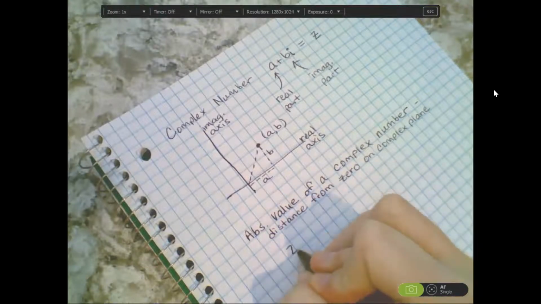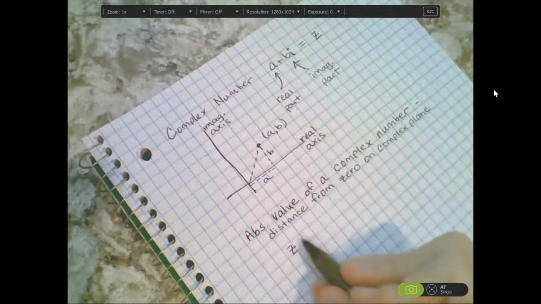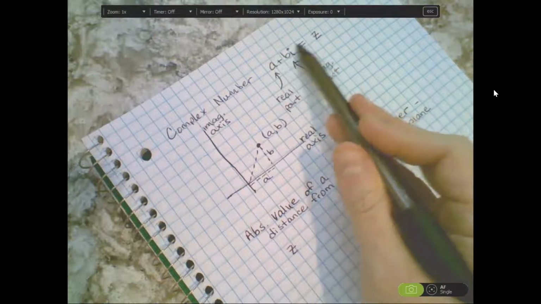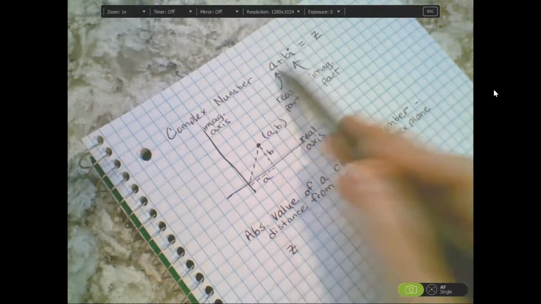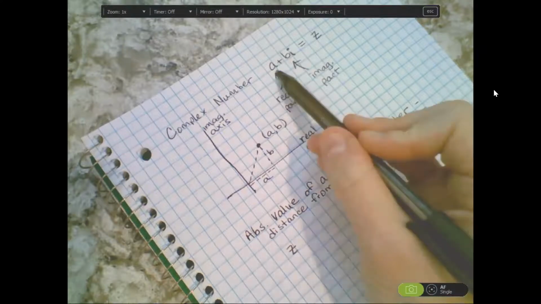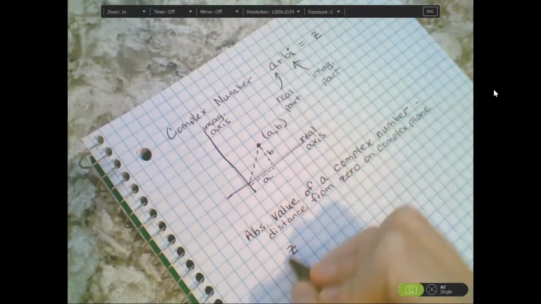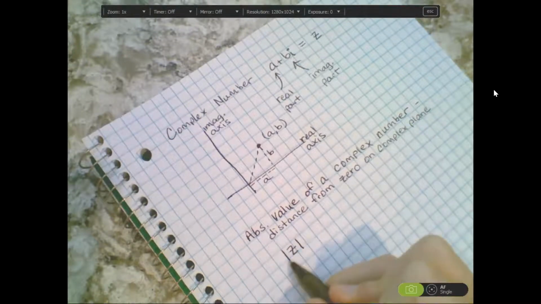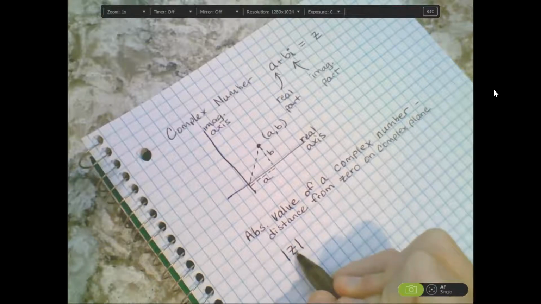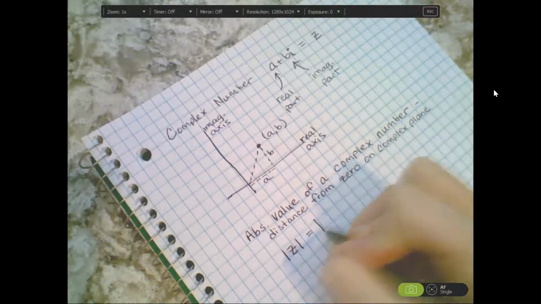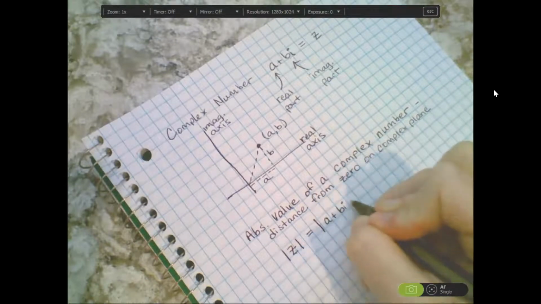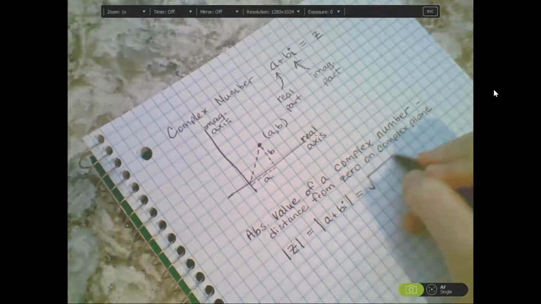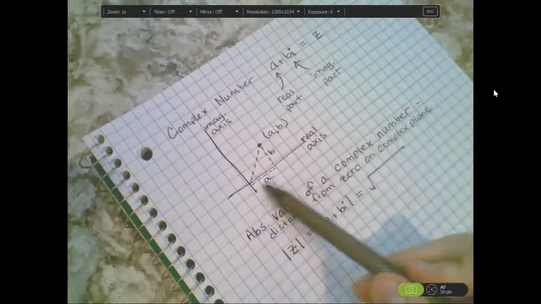The way that we denote that is we write Z, and Z is just the way that we represent this entire number up here. So when you see this Z, you can think A plus Bi. We put little absolute value bars around it. So this is saying that I'm finding the absolute value of a complex number. We can also write it as the absolute value of A plus Bi, either way.